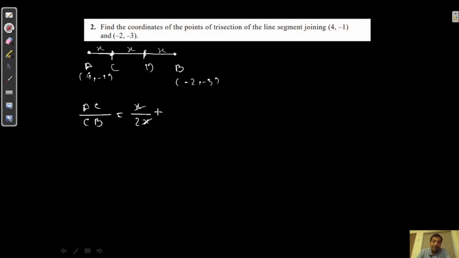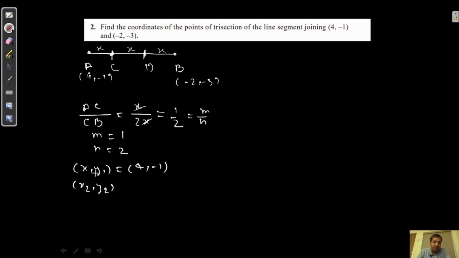When you cancel it, you will have 1 by 2. So the ratio which we need is 1:2. You can compare: the value of m will be 1, the value of n will be 2. Let's say x1, y1 is equal to 4, minus 1, and x2, y2 is equal to minus 2, minus 3. Okay, so let us apply the formula.